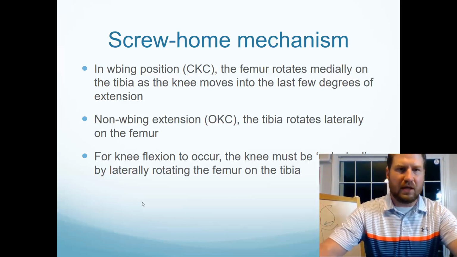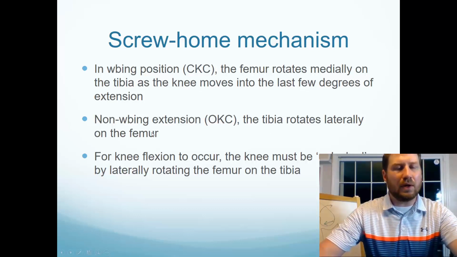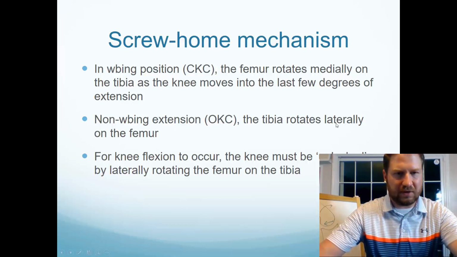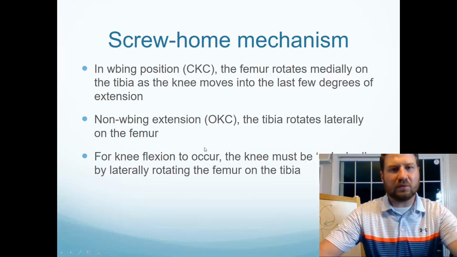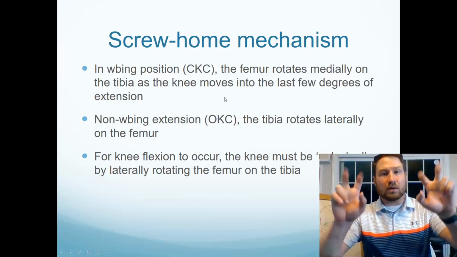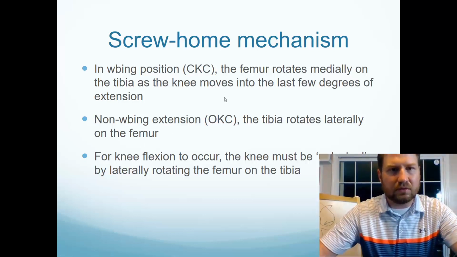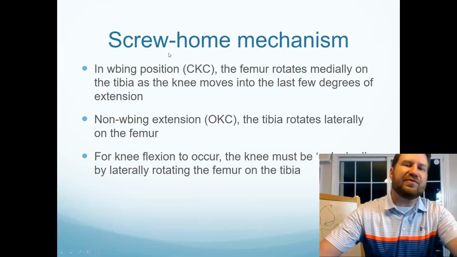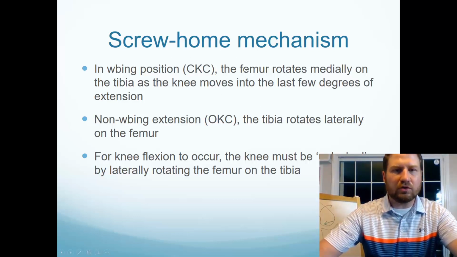In weight bearing position, the femur rotates medially on the tibia as the knee moves into the last few degrees of extension. In non-weight bearing, the tibia rotates laterally on the femur. This is what allows us to quote unquote lock our knees out. This is the full close pack position. You have that screw home mechanism activated.